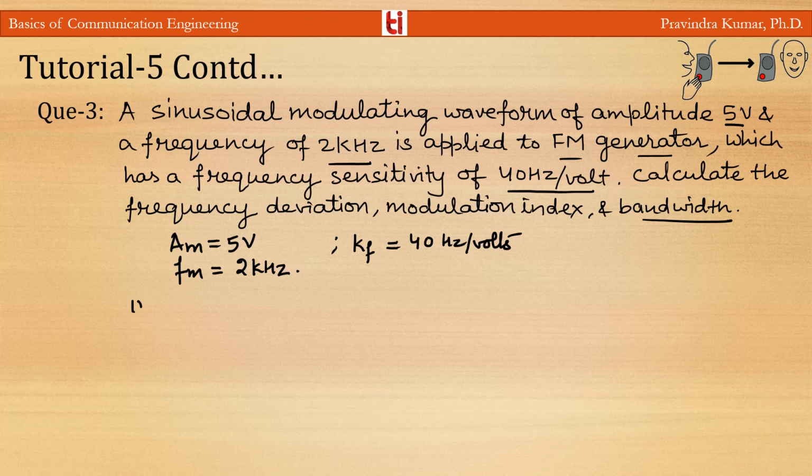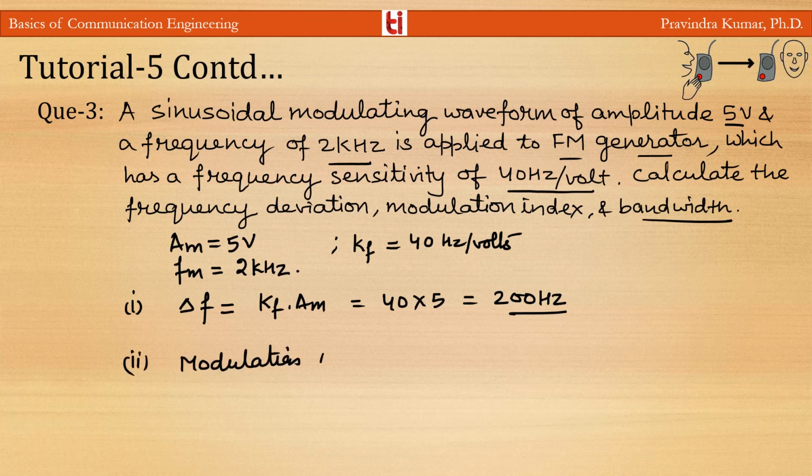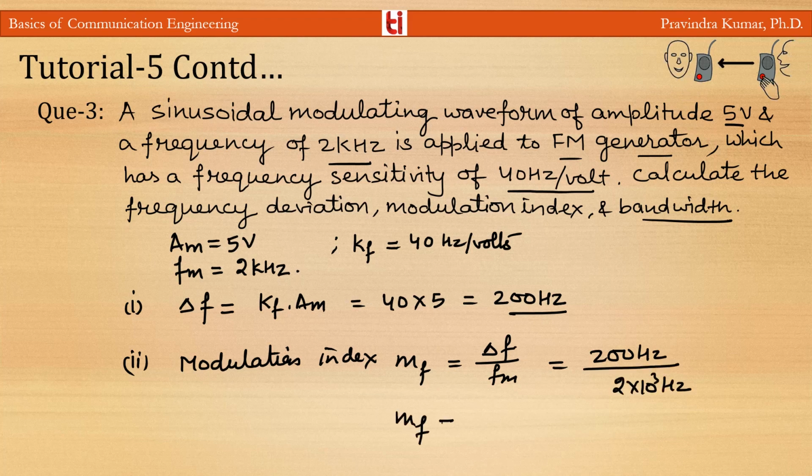And the frequency deviation delta f is kf times Am, which is equal to 40 times 5, that is 200 hertz. So the frequency deviation is 200 hertz, and the modulation index mf is equal to delta f by fm, which is 200 hertz divided by 2 kilohertz. So from here the modulation index is 0.1, less than 1. So it is narrowband FM.